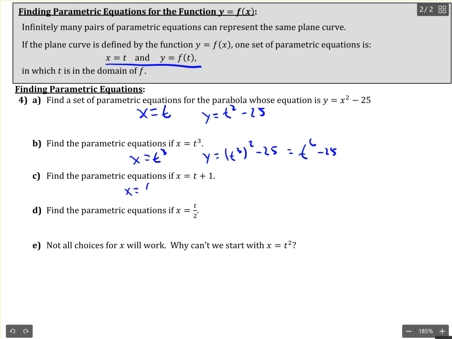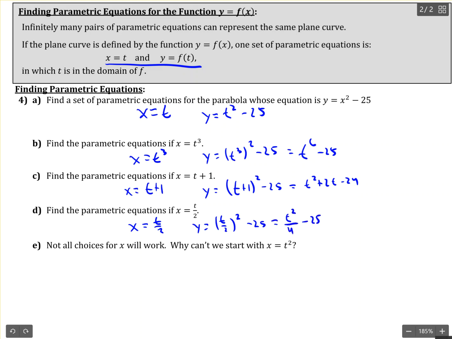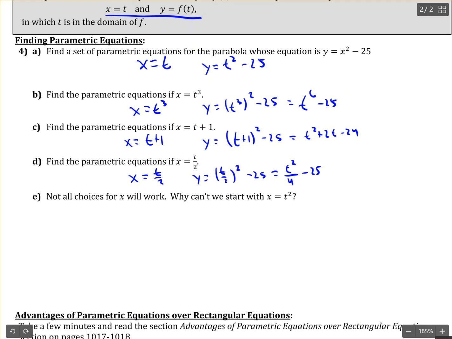If x equals t plus 1, then y equals t plus 1 squared minus 25, which is t squared plus 2t minus 24. If x equals t over 2, then y equals t over 2 squared minus 25, which is t squared over 4 minus 25. Not all choices for x will work.